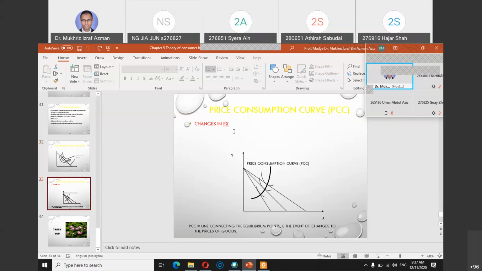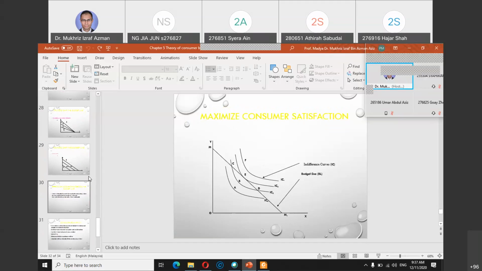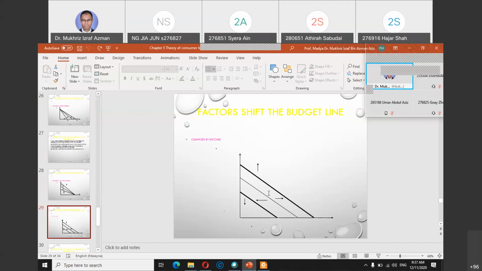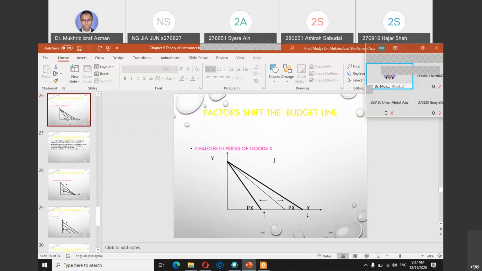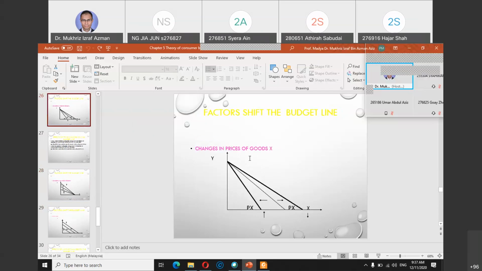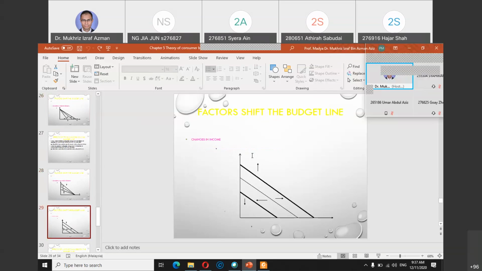So what does PCC mean? The combination can change due to two reasons, as we mentioned just now: whether the price changes or your income changes. If your income changes, your budget line will shift parallel, outward to the right or inward to the left. If only good X changes, the change only occurs on the X axis. If good Y changes, the change only occurs on the Y axis, and X remains the same. So the changes in your budget line can be due to the change in price of X, the change in price of Y, or the change in income.